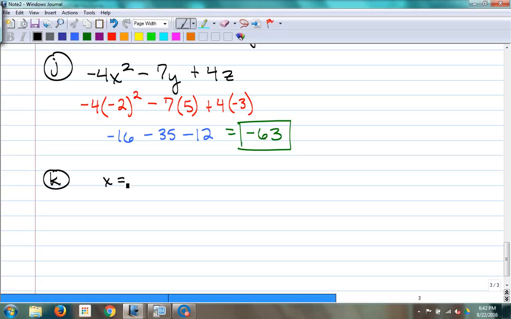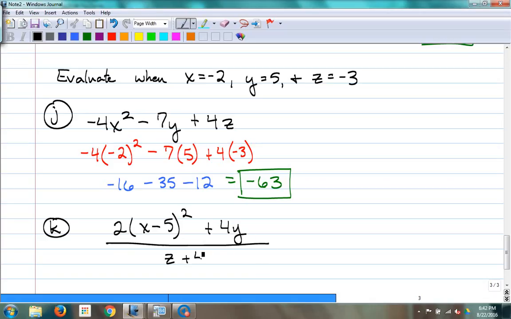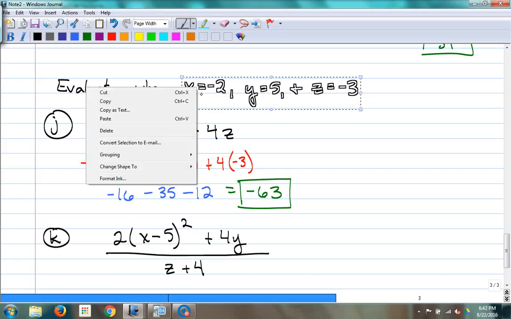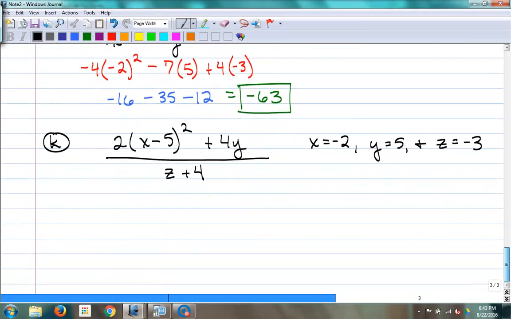Let's say x is equal to negative 2. Well, we're still there. We can still see that. So I'm just going to write that example there. 2 parentheses x minus 5, then the squared on the outside of those parentheses, plus 4y. And then a big division symbol. z plus 4 on the bottom. And we're using these x, y, and z values. Those are the ones we're using. We'll scroll up a little bit more so you can see from the back.